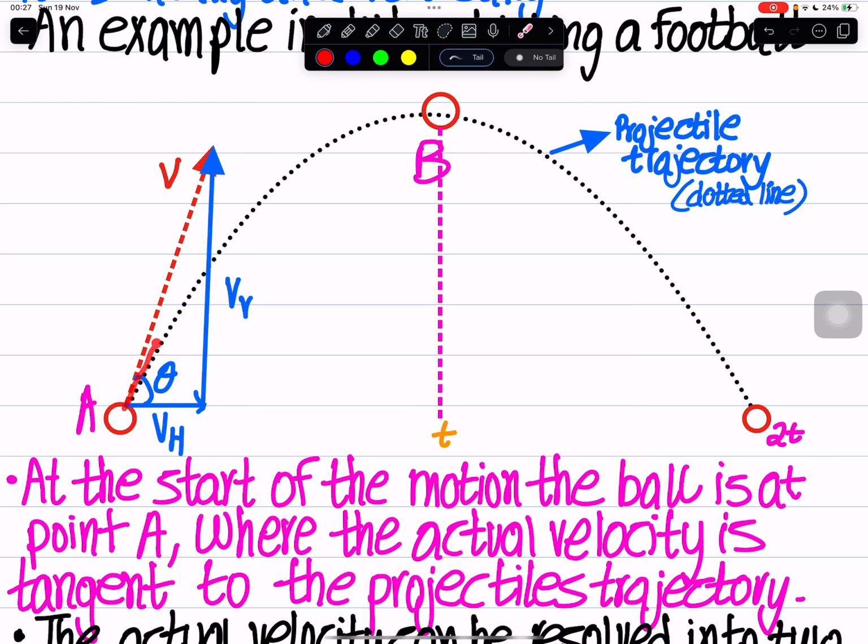For example, if the football was over here, what would its true velocity be? It will be tangent to the projectile's trajectory, so something like this. It is always tangent to the projectile's trajectory. What will be the actual or true velocity over here? It will be tangent, a horizontal line. What will be the actual or true velocity here? It will be a tangent like this, right?